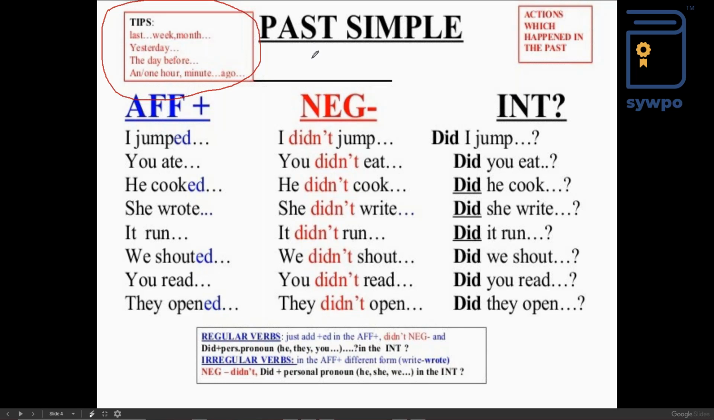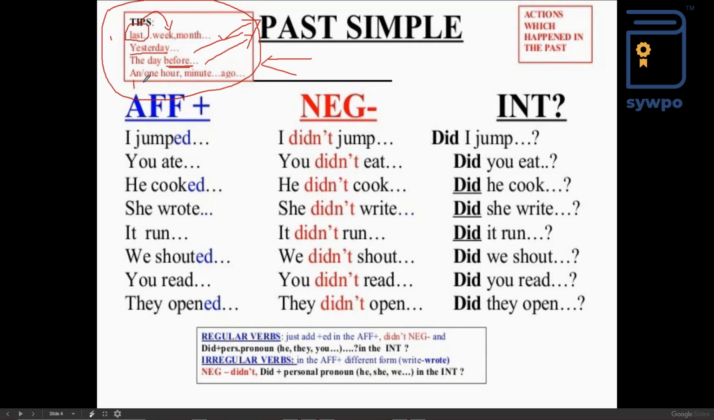Now, let's look at this part. This is the time expressions. Whenever you see the words like last week, last month, last year, last hour, last Sunday, last January, whenever you see the word last and after that a name of a time, for example day, month, week, or year, you should use simple past tense. Yesterday, use simple past tense. The day before, you see the word before, please use past simple.